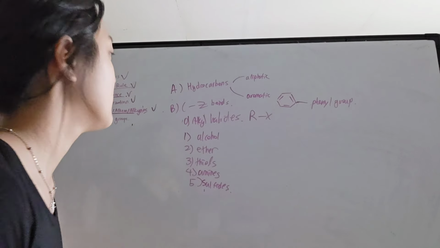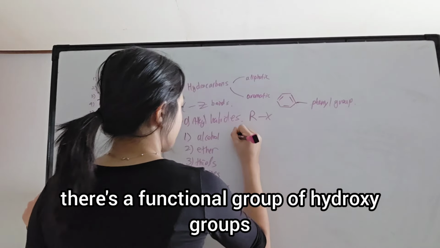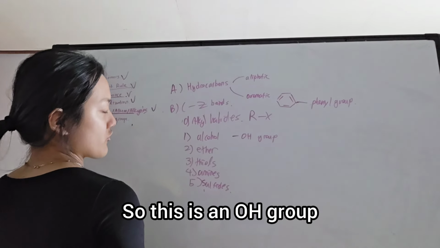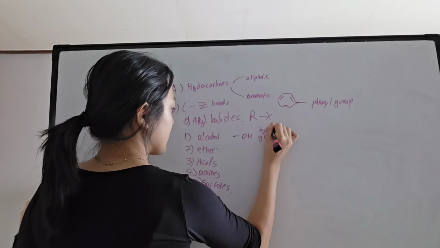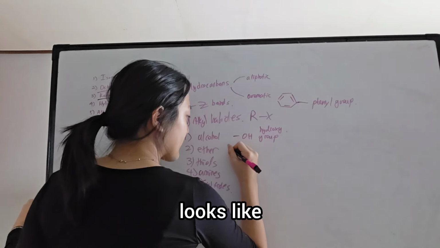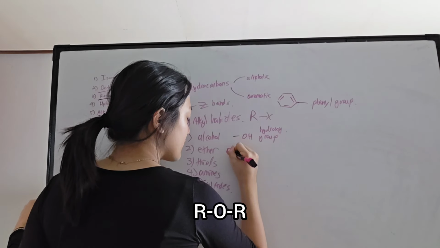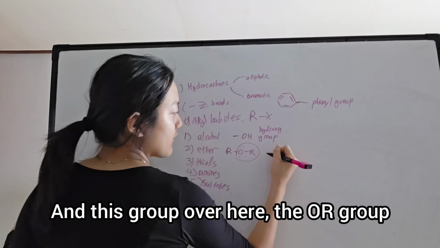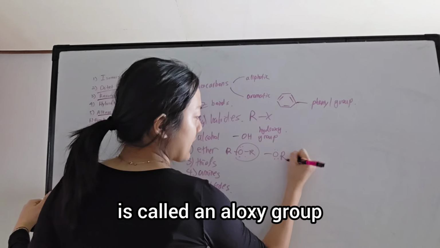C-Z sigma bonds. Now for alcohols, there's a functional group of hydroxy groups. So this is an OH group, and it's called hydroxy. And ether looks like ROR. And this group over here, the OR group, is called an alkoxy group.